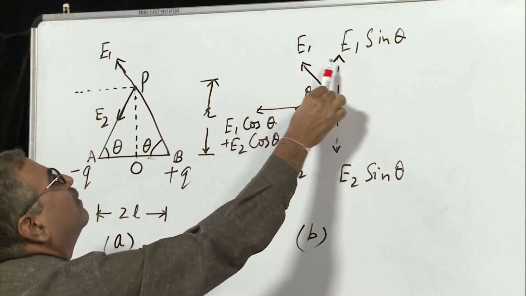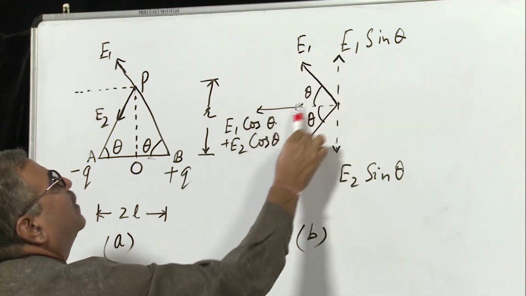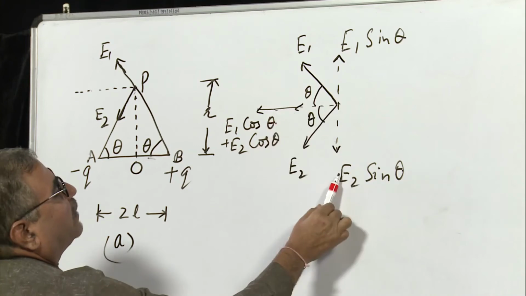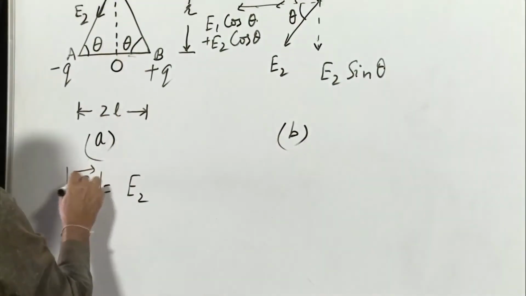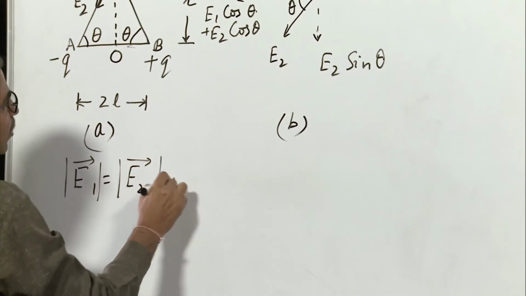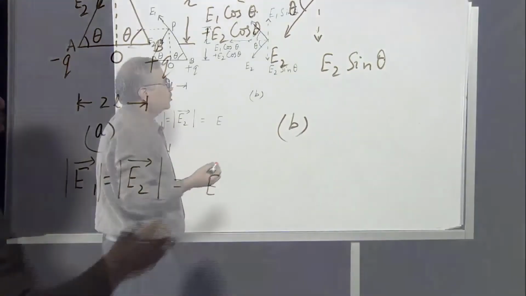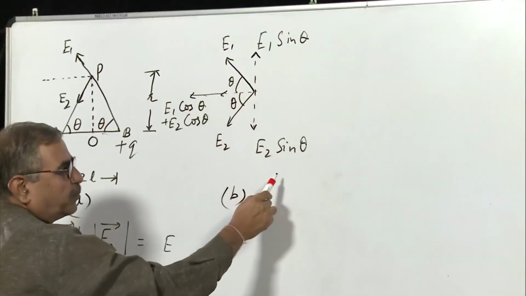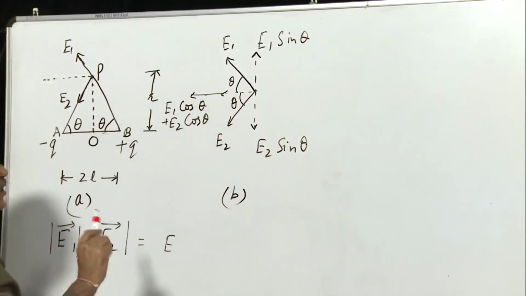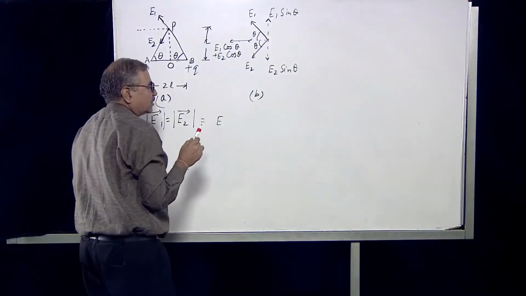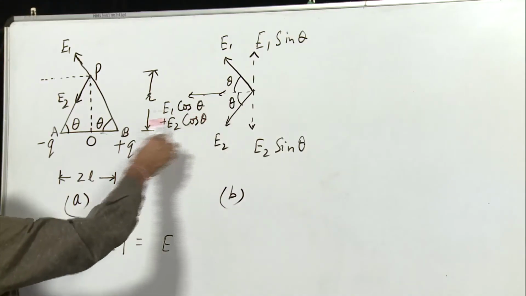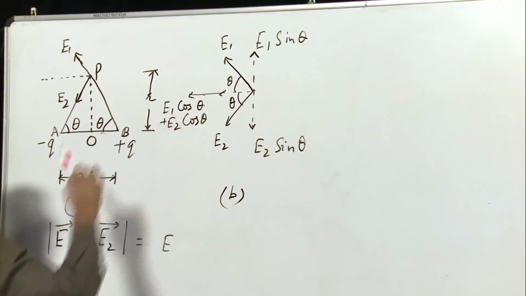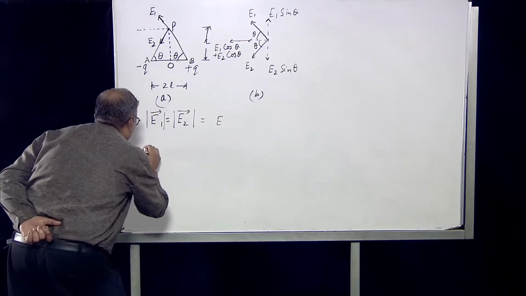So, resolving E1 into components, it will be E1 sin theta and this will be E1 cos theta. Similarly, it will be E2 cos theta and E2 sin theta, as magnitude of E1 is equal to magnitude of E2 is equal to E. So, E1 sin theta and E2 sin theta are equal and opposite, so they will cancel each other. So, there will be no component of the electric field in the vertical direction. The net electric field will be along the horizontal direction only, and it will be E1 cos theta plus E2 cos theta. Now, let us write out the expression for E1 and E2.